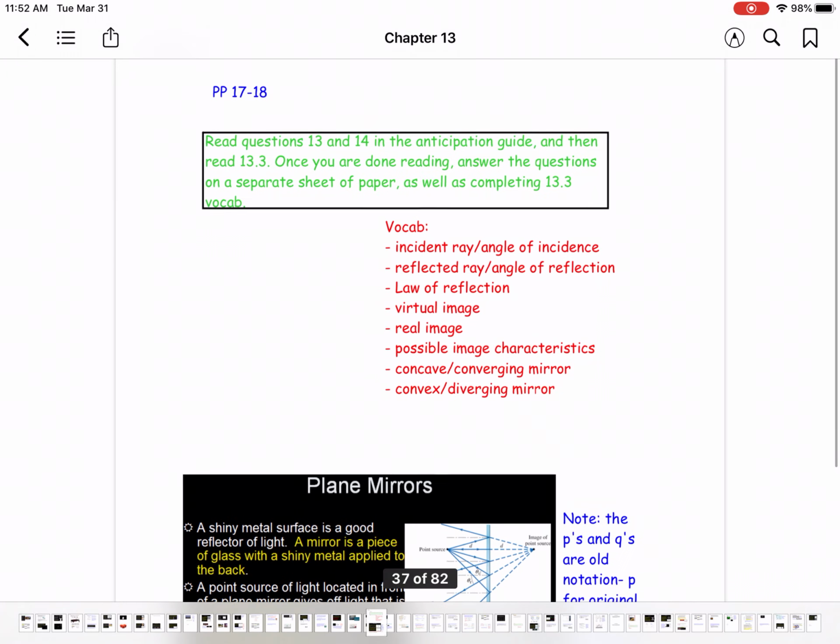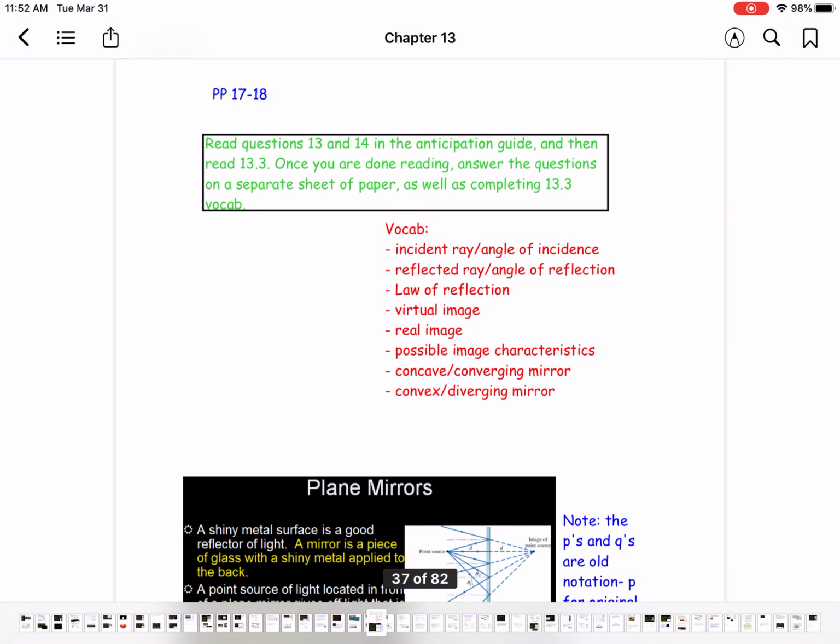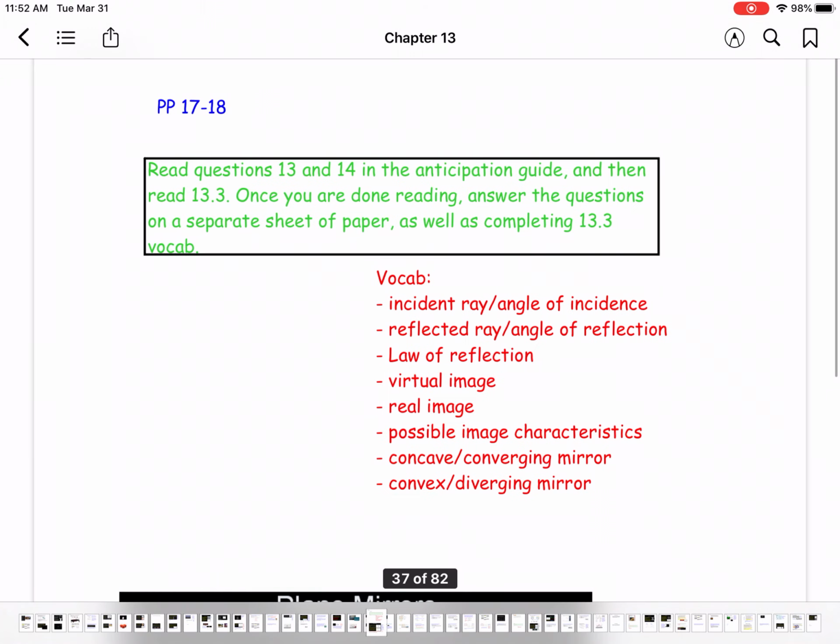Alrighty, so use practice problems 17 and 8, and then read questions 13 and 14 in the anticipation guide. You've got a bunch of vocab here. Okay, guys, keep going. We're going to get into this. Like I said, this is a tough chapter because I can't show you a lot of this stuff. It's supposed to be a lab-based chapter, but you guys will just have to figure it out. All right, that is the end of lesson 4.